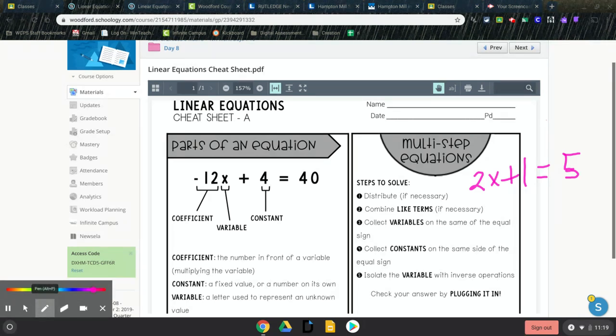All right. Then it says to collect variables on the same side of the equal sign. So I'm going to draw my line here. I have all of my variables on the same side. That's my 2x here. Then it says collect constants. So my constant is my 1.